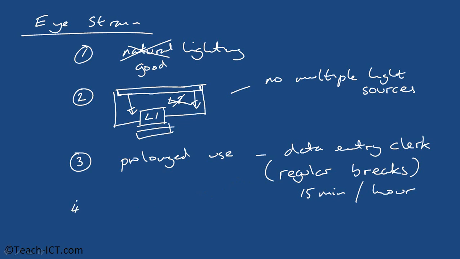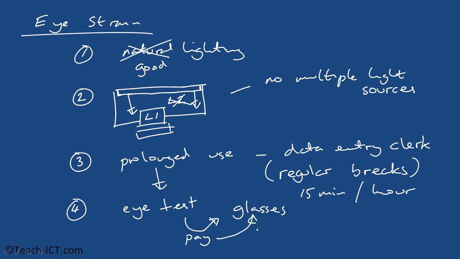The other thing that's the law is eye tests. If you are, once again, a prolonged user, it is the law, interestingly enough, that your employer must pay for your eye tests. And if, as a result, it is proven that your eyesight has deteriorated, you're going to need, possibly, glasses. And your employer must also pay for the glasses.